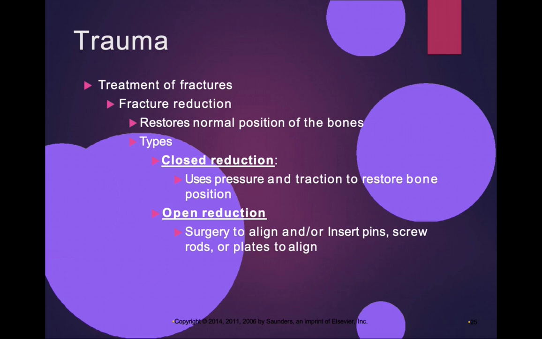Okay, so how are these treated? Well, the whole idea is let's reduce the fracture, which when you hear that word reduce, it means can we restore the normal positioning of the two bones together? And it can be done naturally or it can be done surgically. So a closed reduction is just using the pressure of manual manipulation and traction to restore the balance.